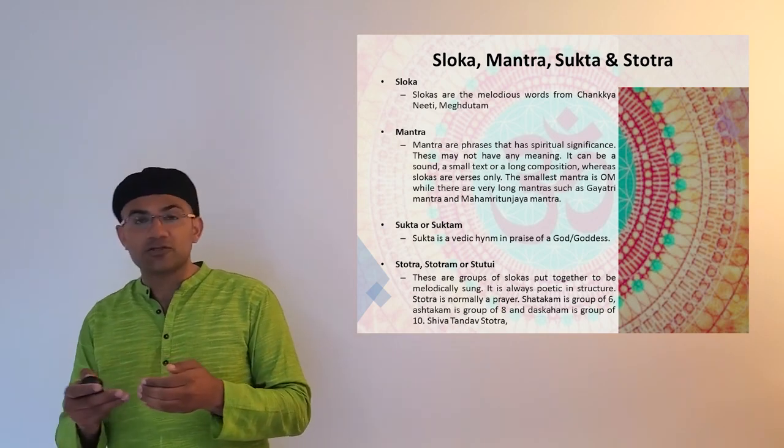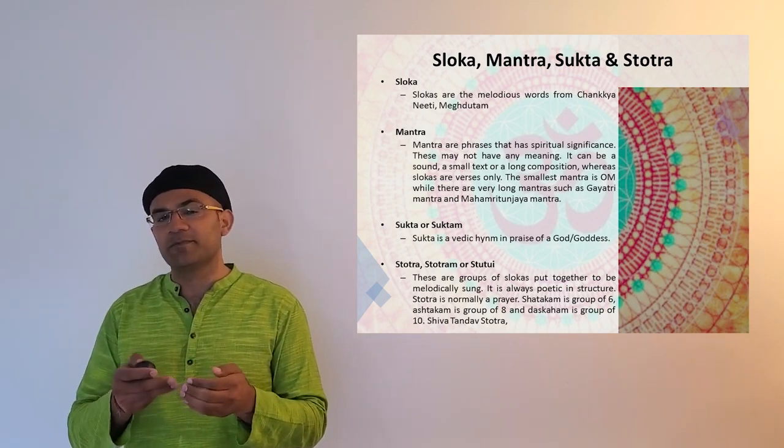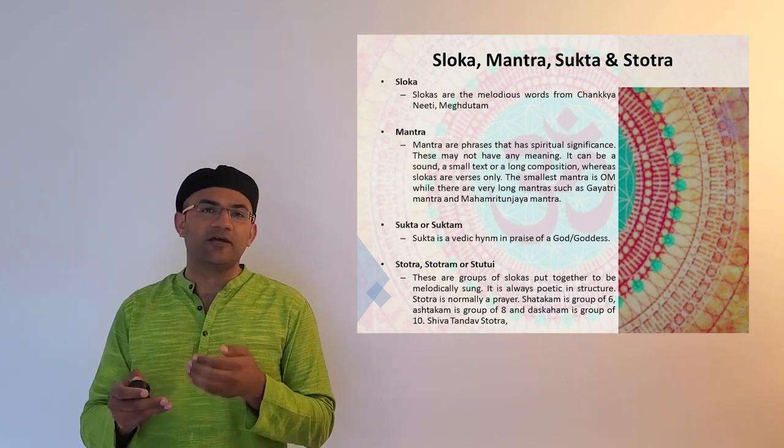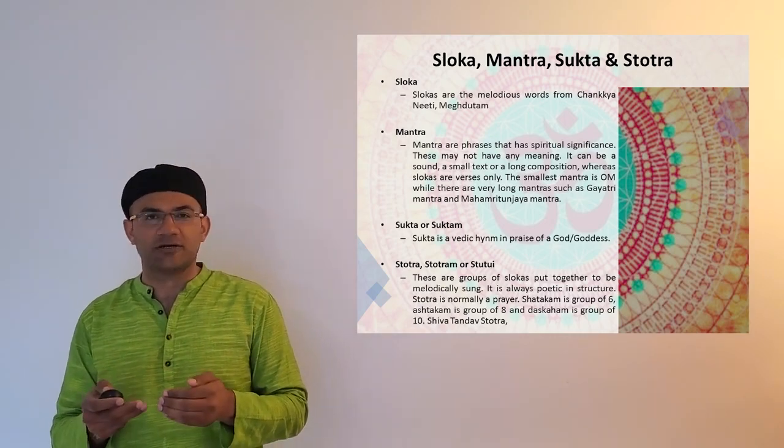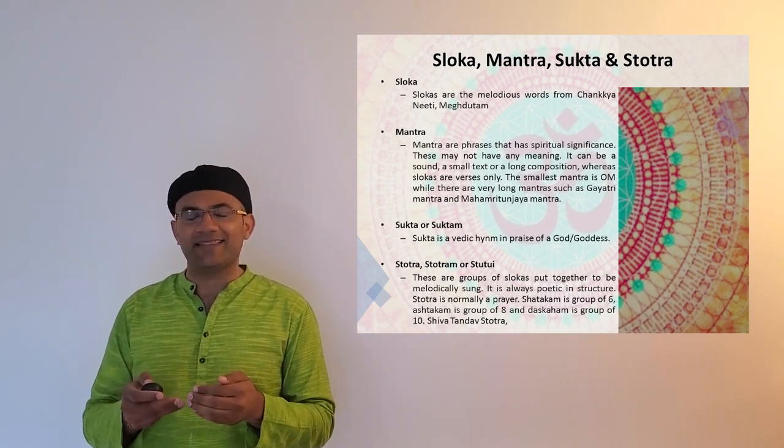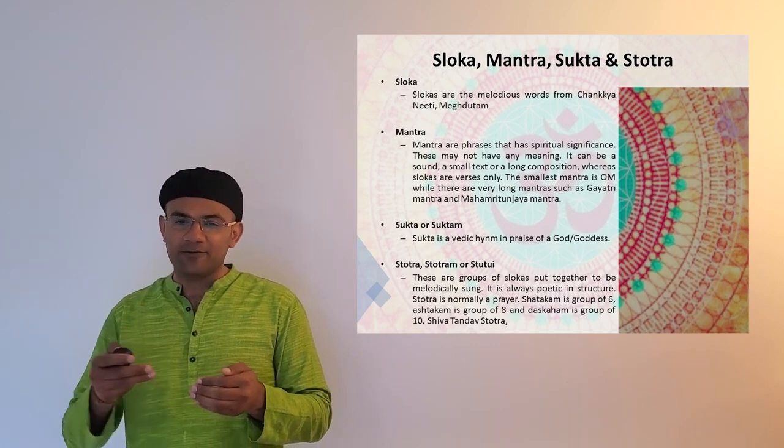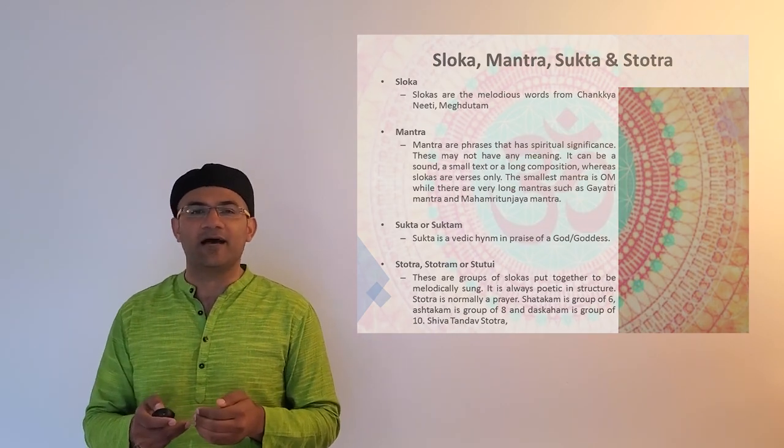They are in groups. For example, if they are in a group of 6, they are called Shatakam. If they are a group of 8, they are called Ashtakam. If they are a group of 10, they are called Dasakam. That's how the Stotram are written. We are going to be interested in this particular presentation. We're going to talk about two particular Stotram, which are going to come next.